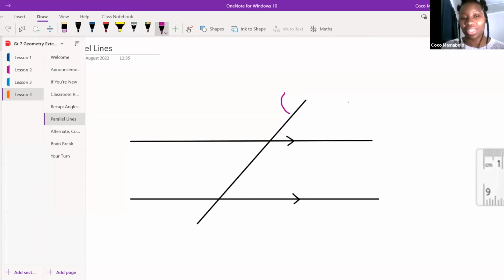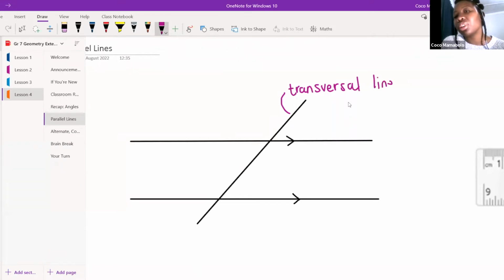Oh, Masichaba is just on fire. Masichaba has told you the answer in the chat. Do we remember now? It's called a transversal line. Excellent. It's a transversal line.